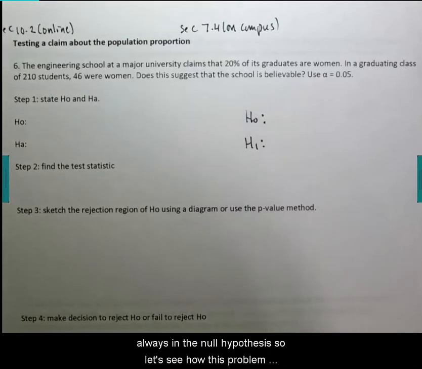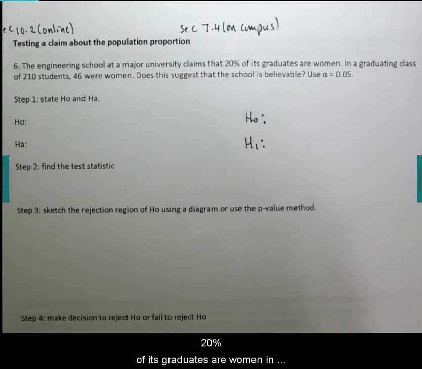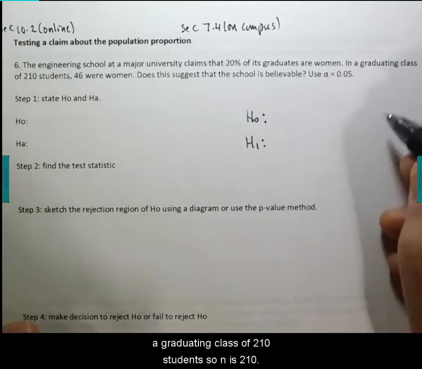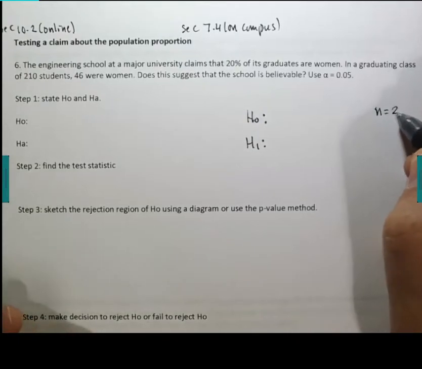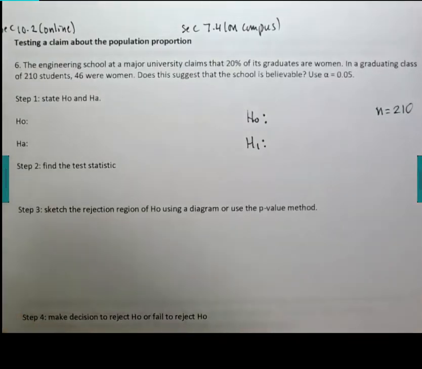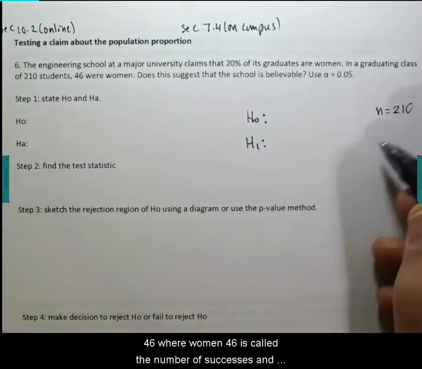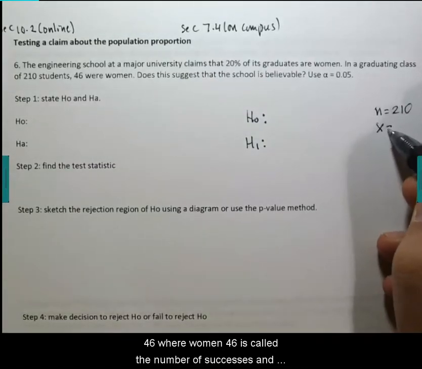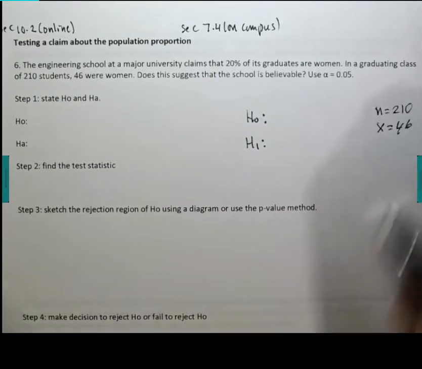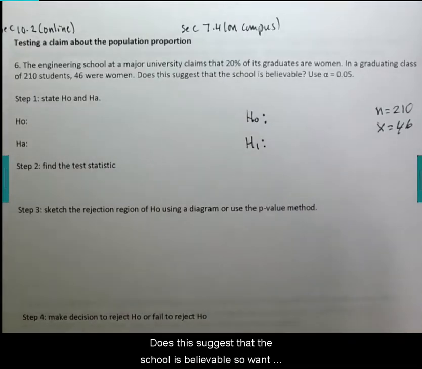The engineering school at a major university claims that 20% of its graduates are women. In a graduating class of 210 students, so N is 210, 46 were women. 46 is called the number of successes, and we use X for 46. Does this suggest that the school is believable? So we want to test the claim by the school.